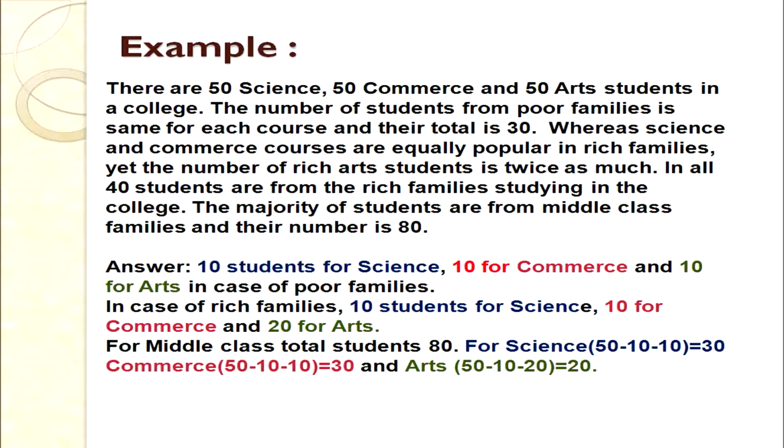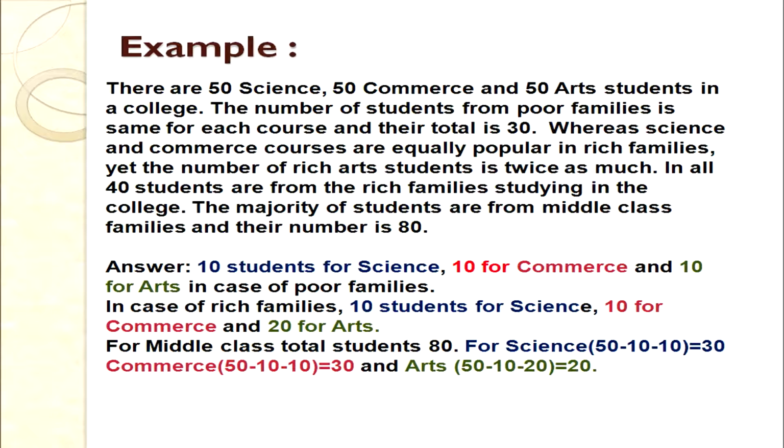So, first step, I will classify my raw data into science, commerce and arts for each of the category, for poor, for middle class, for rich class. So, let us see what we have learned over here from the whole question. 10 students for science, 10 for commerce and 10 for arts in case of poor families. The line is being given. The number of students from poor families is same for each course and there is total of 30. So, if you divide equally into 3 streams, we get 10, 10, 10. 10 for science, 10 for commerce, 10 for arts.